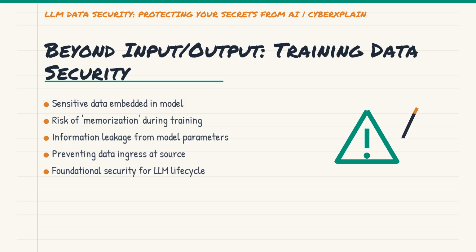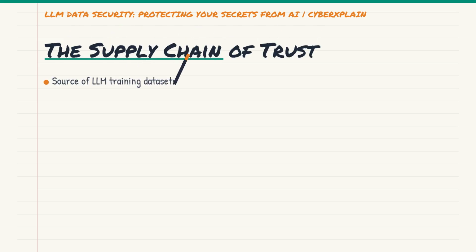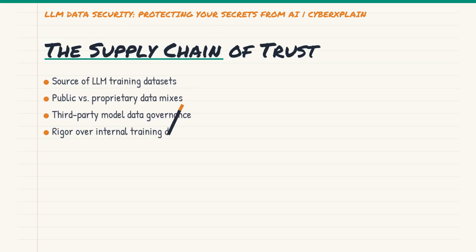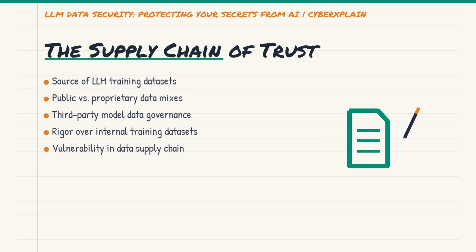Think of an LLM's training data as its food supply chain. Where did it come from? Was it all publicly available data? Or did it include private, proprietary, or PII-laden datasets? If you are using a third-party LLM, you need to understand their data governance and training practices. If you are training your own model, you need rigorous controls over every dataset used. A single insecure link in this supply chain can compromise the entire model, making it a potential data leakage vector.